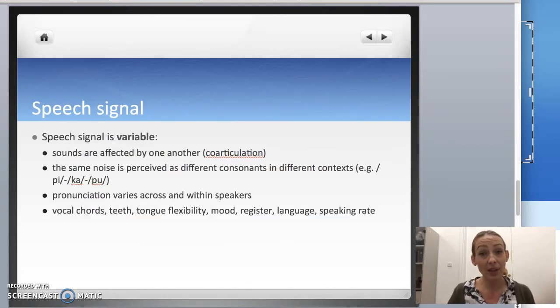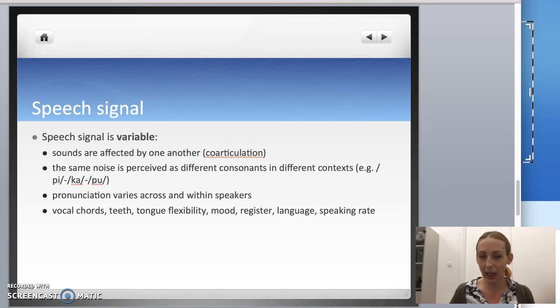But then the other difficulty is that speech signal is so variable. So it helps that you can hear properties of surrounding sounds in any individual sound, but it also makes things more difficult because that means that the sound B will sound different when it's next to A. When I say ba, that will be a different type of B than when I say bo. So sounds are affected by one another.